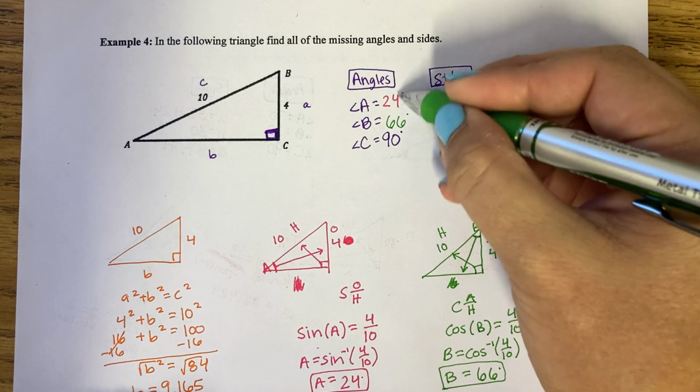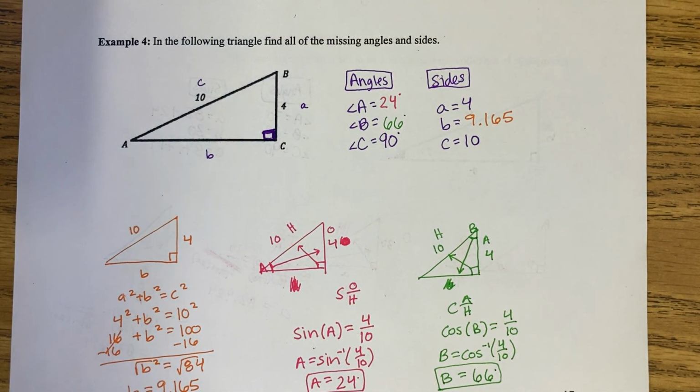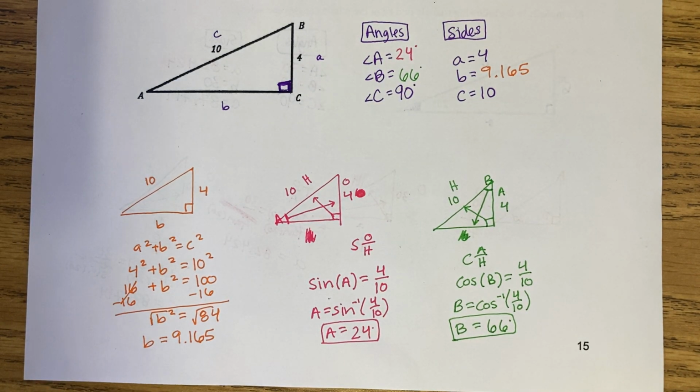And if you notice, they add up to equal 180. And that is how you solve for a full triangle. You find all of the missing angles and all of the missing sides.